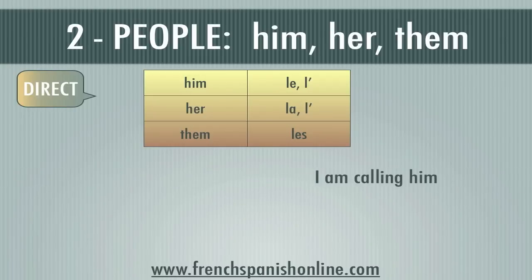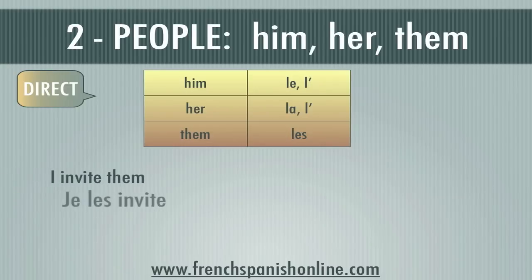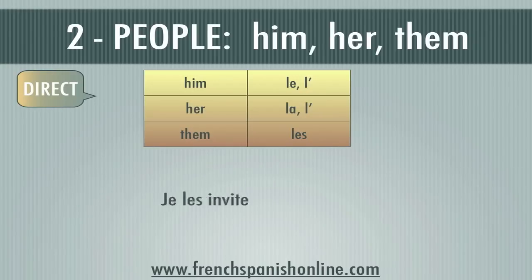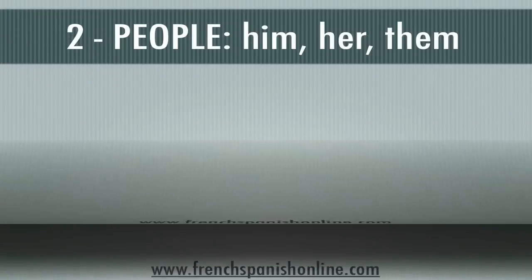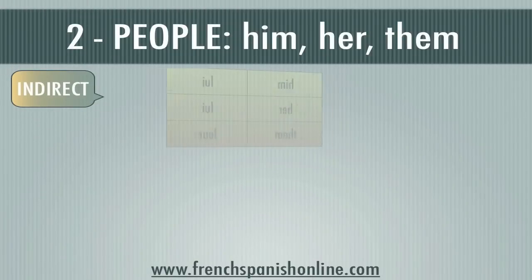I'm calling him. Him, direct object. Je l'appelle, L apostrophe, because of the voile, of course. And the third example, I invite them. Them is les, je les invite. And that's all. Let's see now indirect.